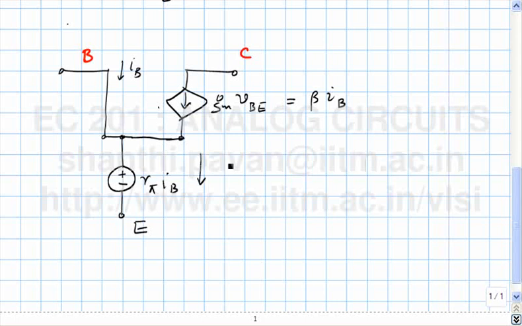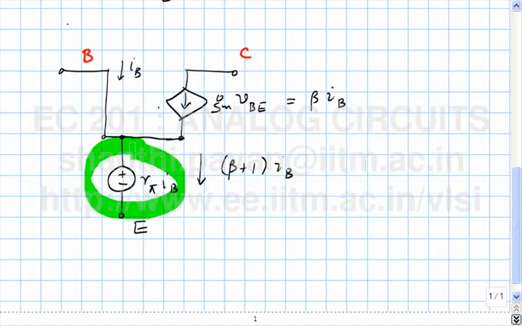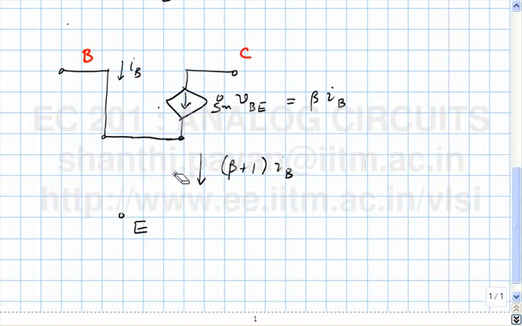Alright? We also know that the current here is beta plus 1 times IB. So if you consider this branch, we see that the voltage across the branch is R pi times IB, whereas the current flowing through the branch is beta plus 1 times IB. So this can be replaced by a resistor of value R pi by beta plus 1. And what is that equivalent to? R pi is beta by GM. So the value of this resistor is beta by beta plus 1 times 1 over GM.